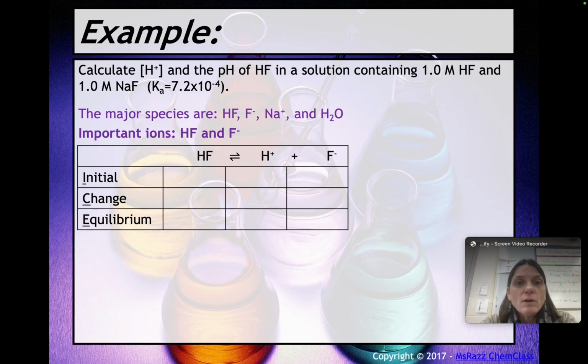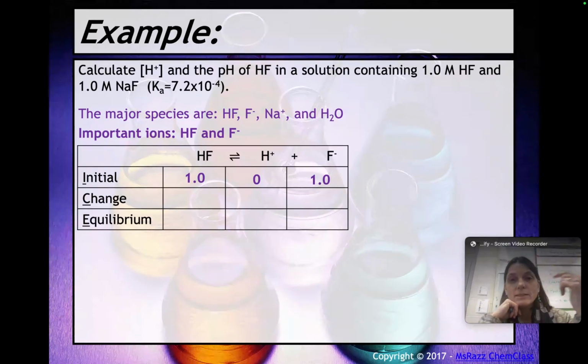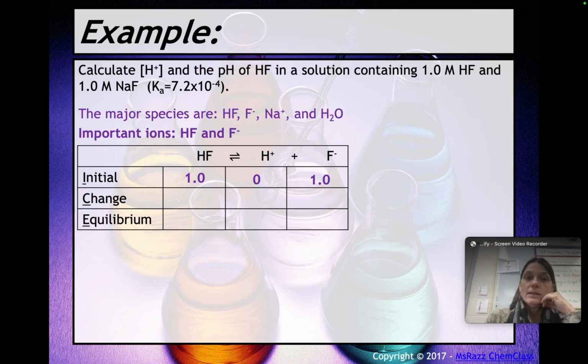All right, so if we go to our ICE chart, instead of having 0 and 0 for the products, we have 0 for the H plus, but we have a 1 molar solution of F minus because it's a combo of HF and sodium fluoride. So there's where the common ion comes in. We're not starting at 0. Now the equilibrium is going to still shift to the left. We're going to have minus X, plus X, plus X, because we're starting with 0 of the hydrogen ion. Okay, so when we fill in our change.